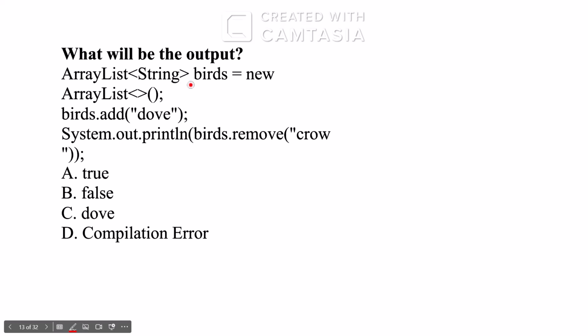Next question. We are creating an array list. The first time, you are adding dove. Dove will be added at memory location 0. Then inside the remove function, you are passing a string as an argument.